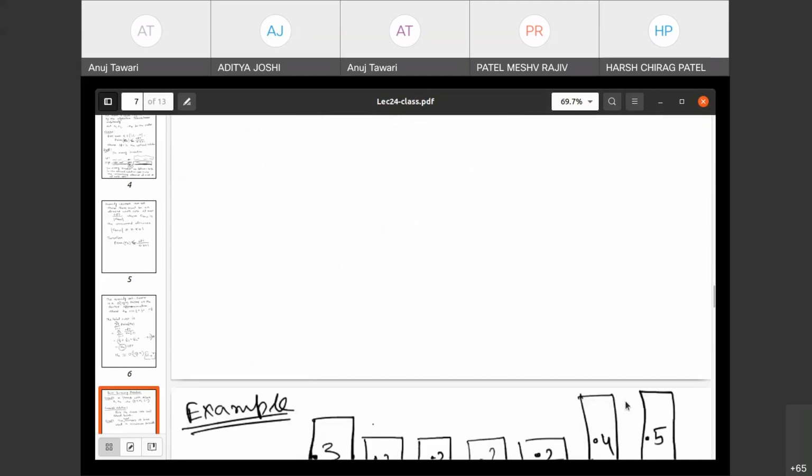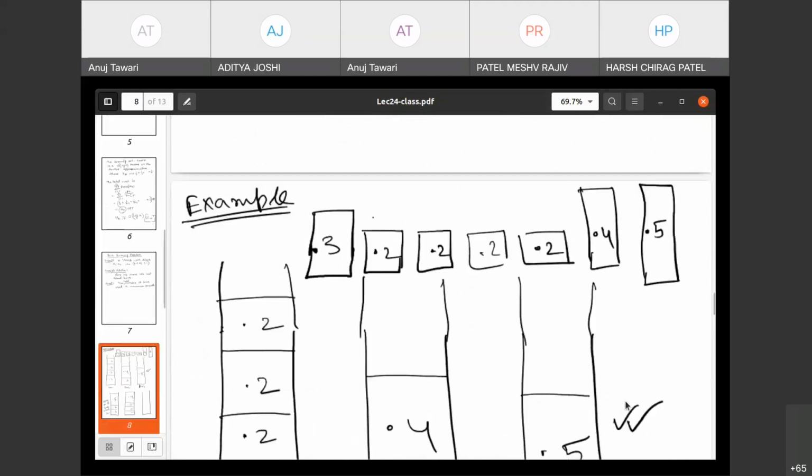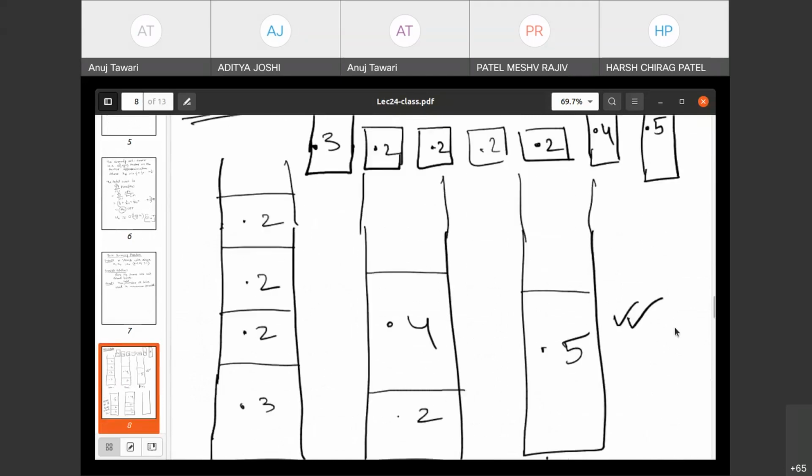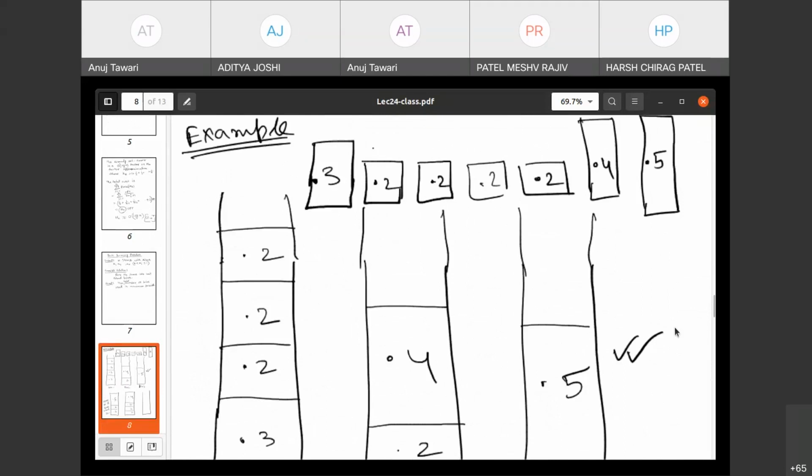So you had many ideas yesterday. Let's assume that these are the objects you want to pack: sizes 0.3, 0.2, 0.4, 0.5. And you can easily find one packing which uses 3 bins. These are the objects which are allocated.